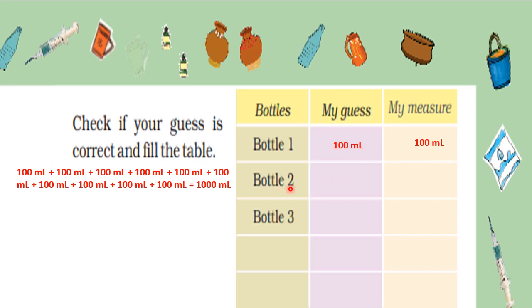And my guess is correct that the small bottle contains 100 milliliter. Now for bottle number 2, my guess is 500 milliliter and my measure is also 500 milliliter. I poured water from the small bottle 2 times in the big bottle. So 500 plus 500 is 1000 milliliter, once again 1 liter. Now for bottle number 3, 50 ml and my measure is also 50 ml. Now for bottle number 4, my guess is 250 ml and my measure is also 250 ml. Bottle number 5, my guess is 200 ml and my measure was also 200 ml.